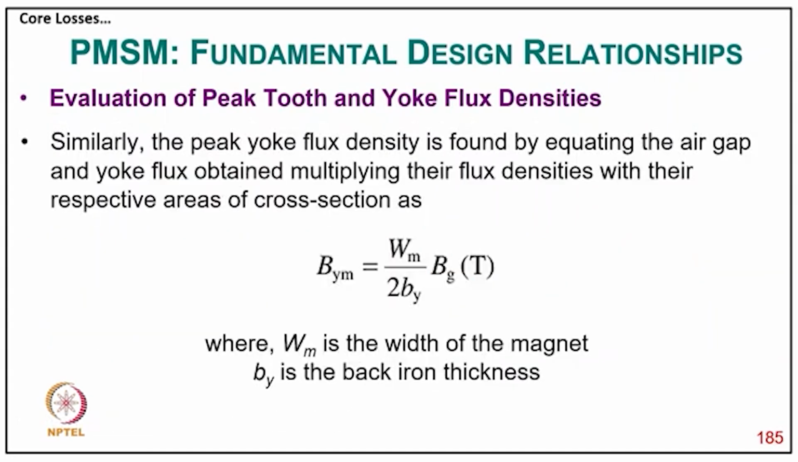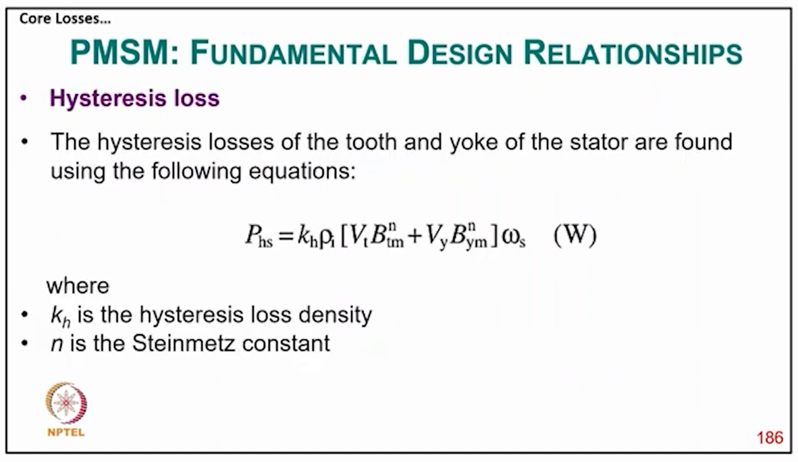So similarly, the peak yoke flux density is found by equating the air gap and yoke flux, obtained by multiplying the flux density with their respective area of cross section, as Bym equal to (omega m Wm upon 2 By) into Bg in Tesla, where Wm is the width of the magnet and By is the back iron thickness.